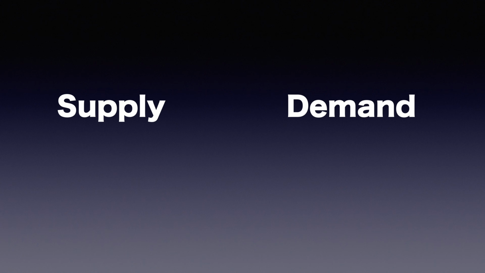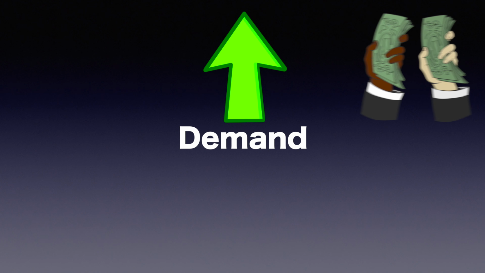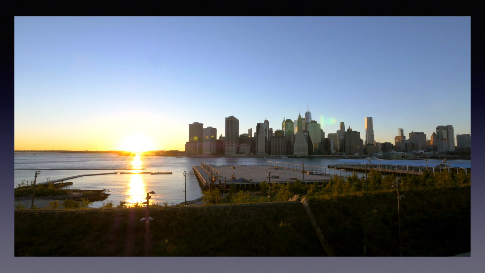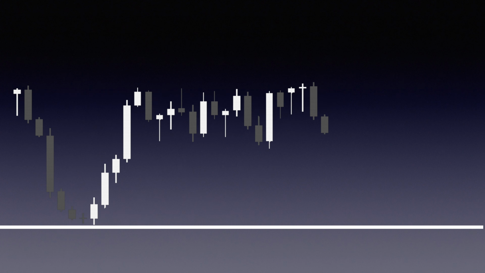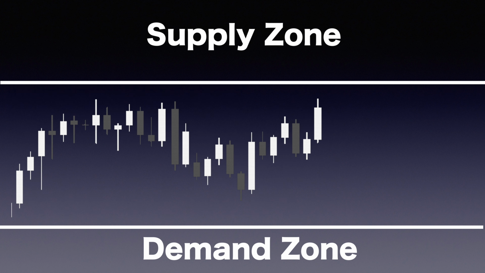First and foremost, the basic philosophy of supply and demand is simple. Demand equals buyers and supply equals sellers. The higher the demand, the bigger the buys, and the lower the demand, the smaller the buys. This concept applies to anything in life, one of which is trading in the stock market. So as a day trader or even swing trader, your goal is to buy at a demand zone where other big institutions are buying and sell at a supply zone where they are selling.